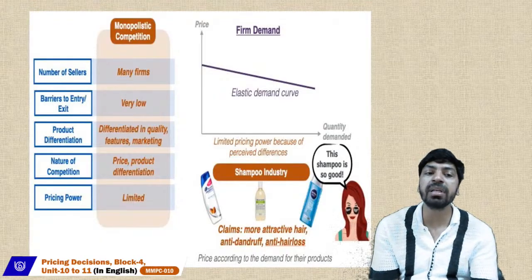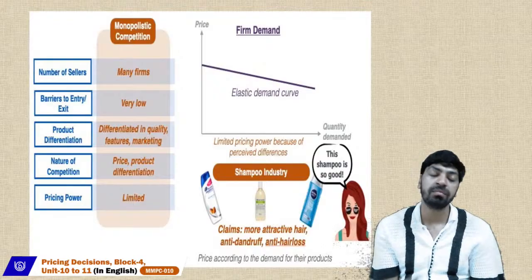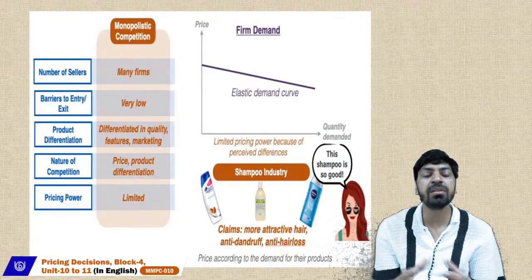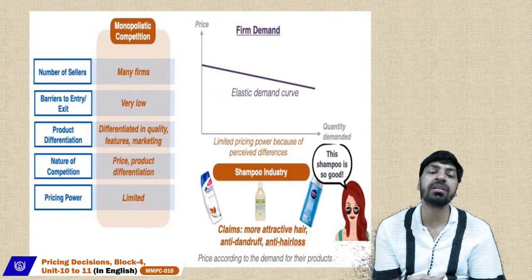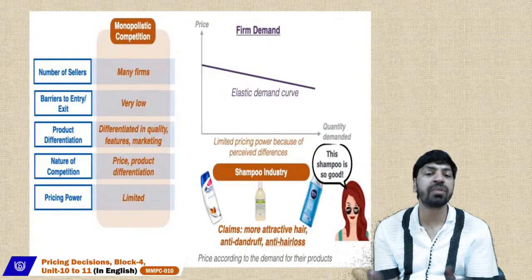Next one is nature of competition. Here we can talk about the nature of competition is price and product differentiation. So of course, the sellers automatically charge different prices for different products to different consumers or buyers.